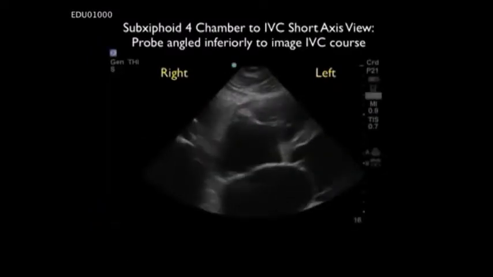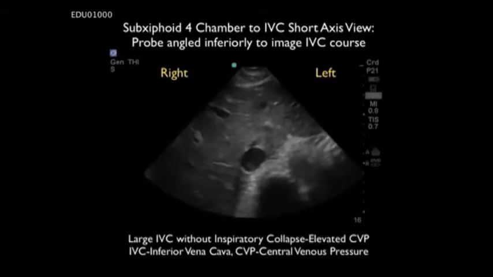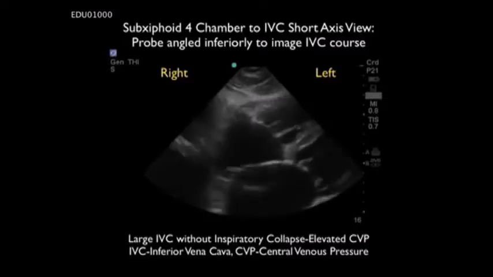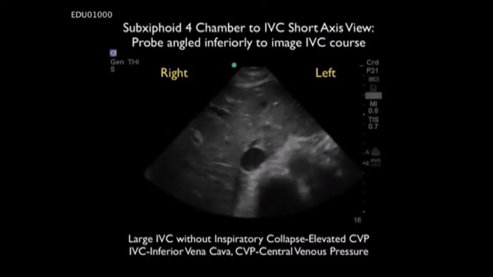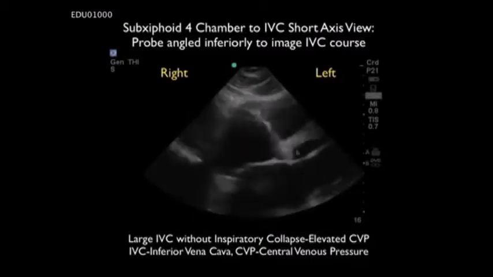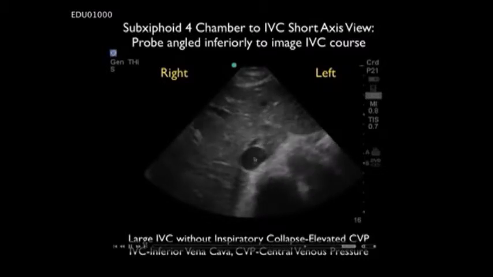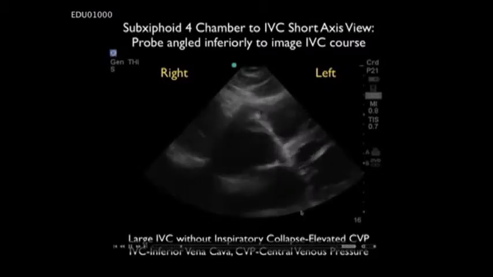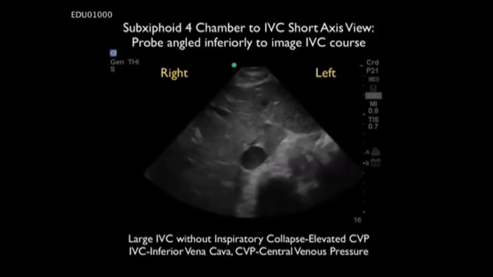Let's contrast those last video clips with this one. Beginning with the heart in a subxiphoid 4-chamber view, we see that this heart is not beating well. As we aim the probe more inferiorly down to image the IVC as it moves inferiorly down through the liver, from the right atrium, we can see that this IVC is very large and that it has little inspiratory collapse. In fact, we also see the 3 hepatic veins are very engorged.